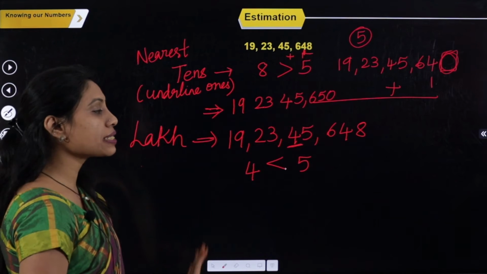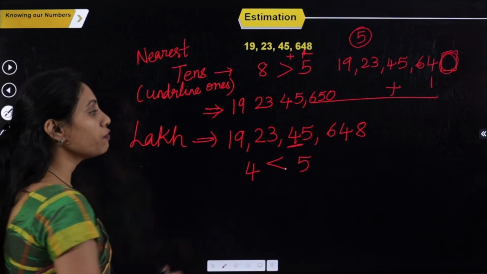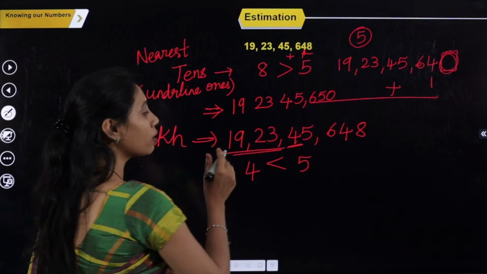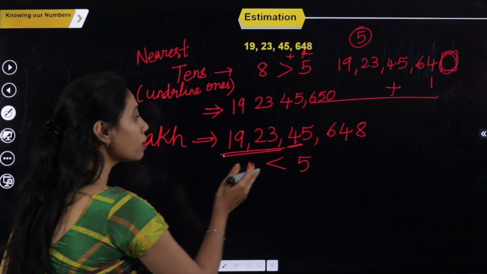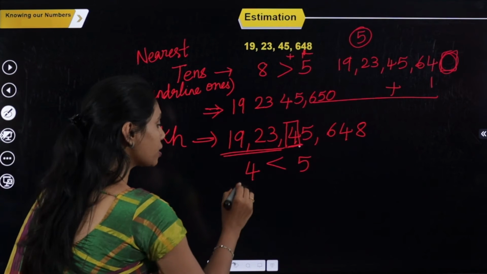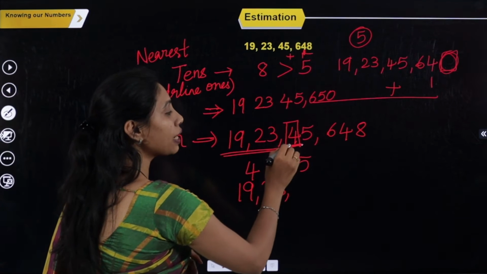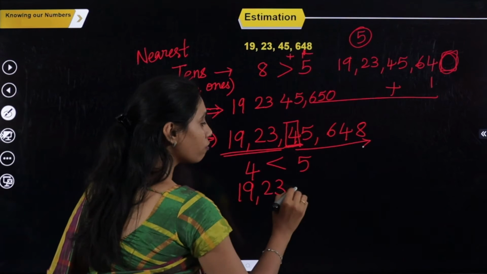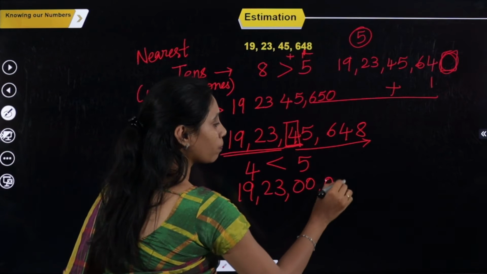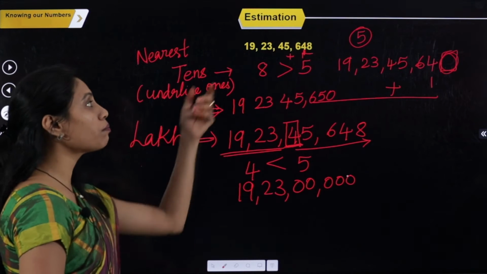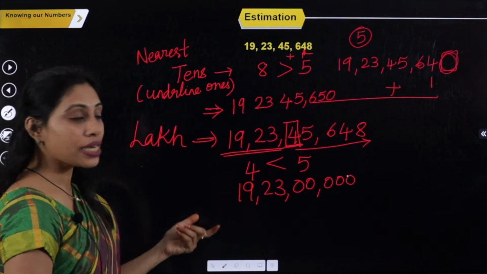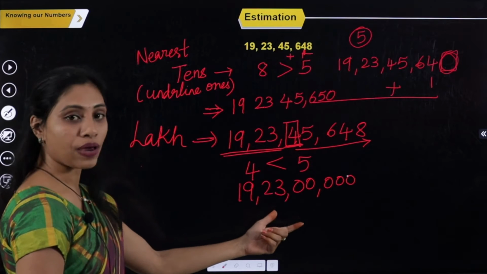If it is less than 5, what are we supposed to do? Whatever digits are left over before the underlined digit, we will write as they are, and from the underlined digit towards its right, we will make everything 0. So this is the value of the given number. When we write it to its nearest lakh, it changes to this value.